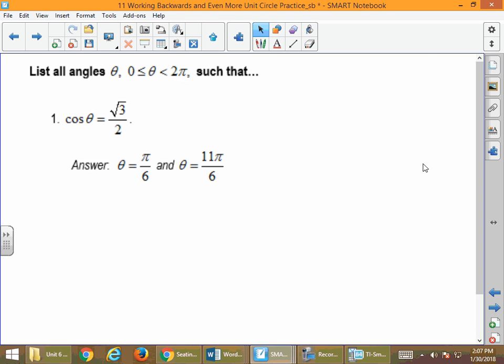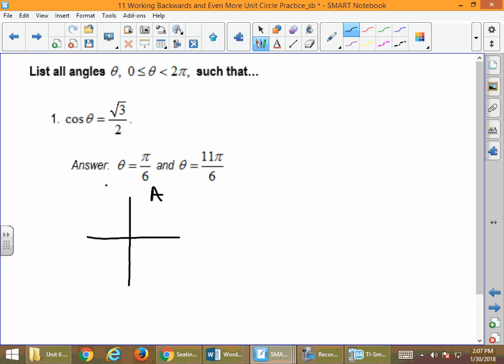Now the next question is, in this particular case, it says cosine of theta is the square root of 3 over 2. It's a positive value. What other quadrant is cosine positive in? That goes back to our chart of the all students take calculus. Cosine is positive in the 4th quadrant, and we need a pi over 6 angle in the 4th quadrant, which happens to be 11 pi over 6.